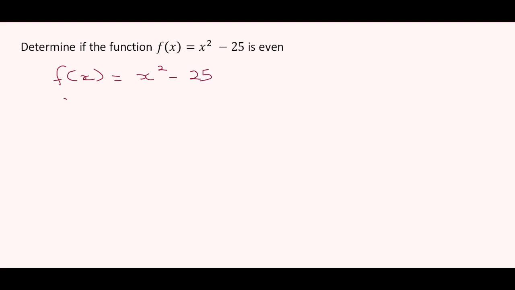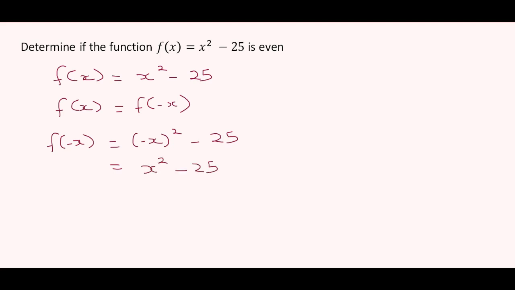Our rule says that for a function to be even, f of x must be equal to f of minus x. So let's try it. Let's find out what f of minus x is. So f of minus x is going to be equal to minus x squared minus 25. So we have a negative number, positive exponent. So we have x squared minus 25. So f of x here is equal to f of minus x. So we have an even function.